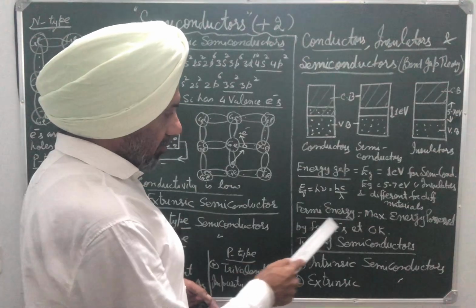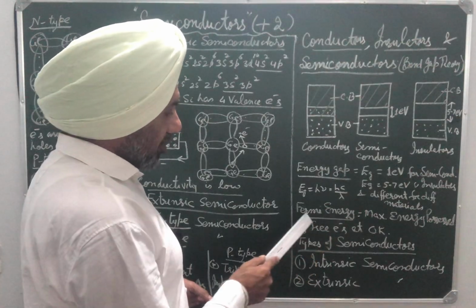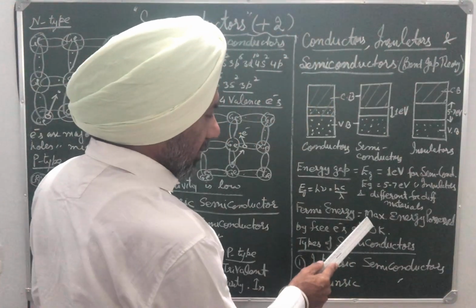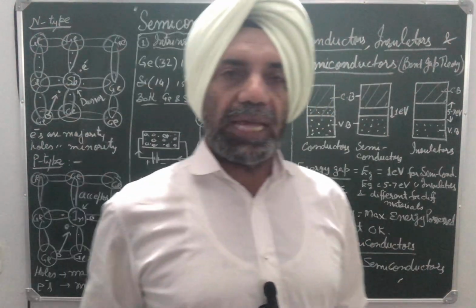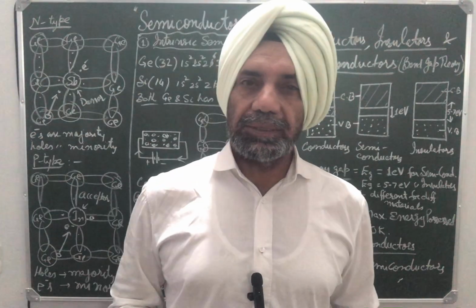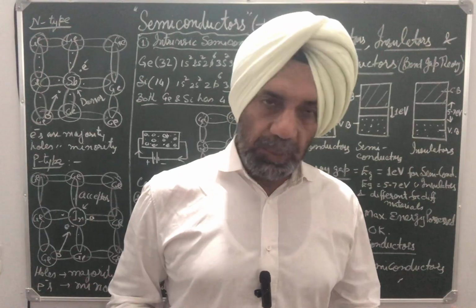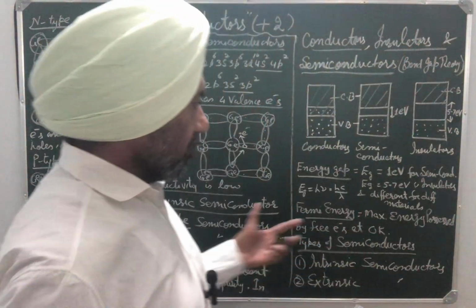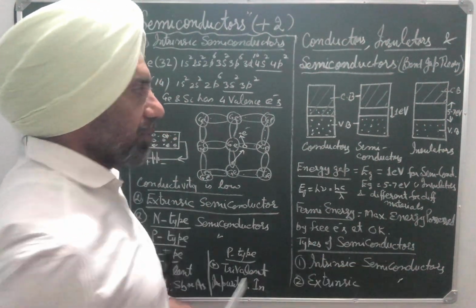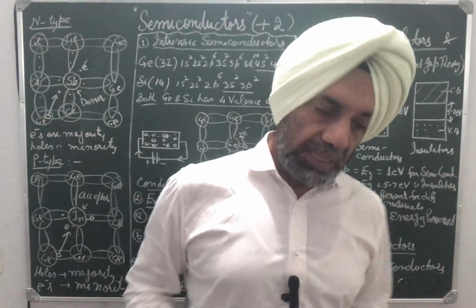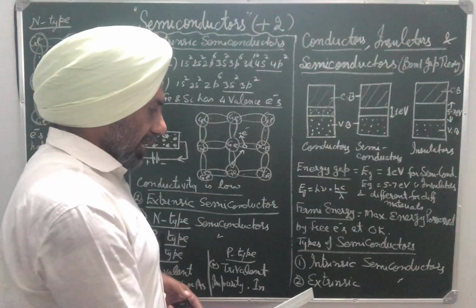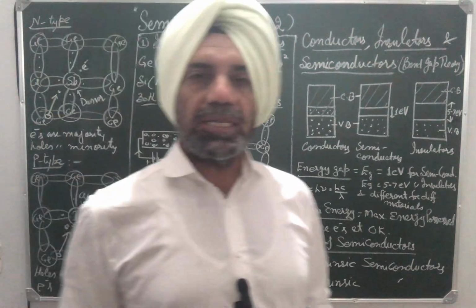Then we define another term on the basis of energy gap theory: Fermi energy. Fermi energy is nothing but the maximum energy possessed by free electrons at 0 Kelvin. So at 0 Kelvin, the energy possessed by a free electron is known as Fermi energy. Then types of semiconductors. Basically there are two types of semiconductors: one is known as intrinsic semiconductor, another is known as extrinsic semiconductor.